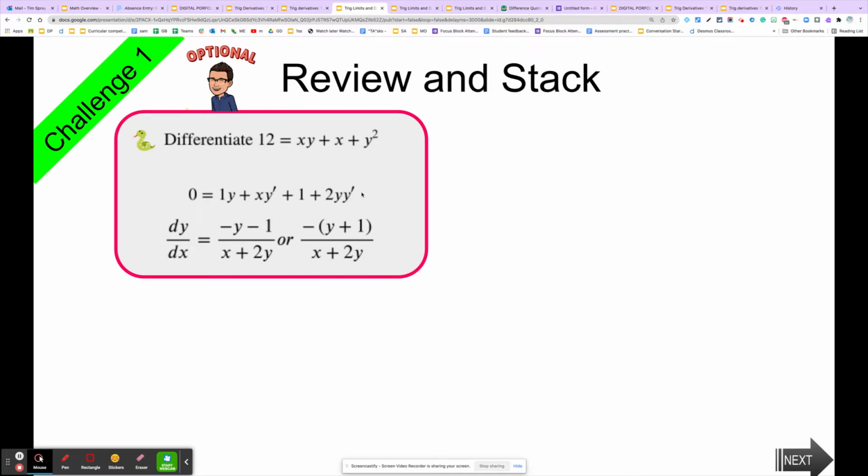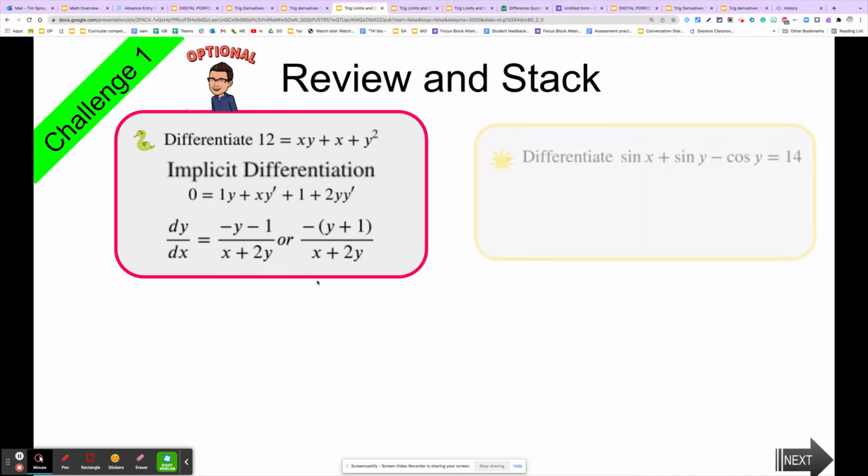So there you go. Then what I'm going to do is take all the terms with y prime to the other side. I'm going to factor out a y prime and divide the other side by whatever's left over, which in this case would have been x plus 2y. So that's implicit differentiation. If you need more than that, come see us.